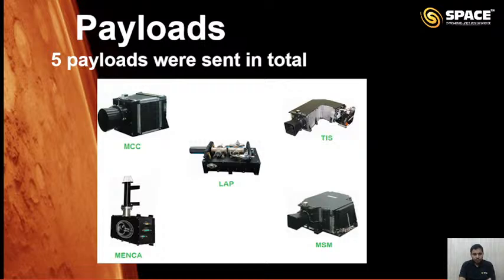Out of the five instruments, two instruments were sent to study the surface, three instruments were sent to study the atmosphere. So this MENCA was sent to study the neutral atoms in the outer atmosphere of Mars. It helps to understand most of the thick atmosphere.